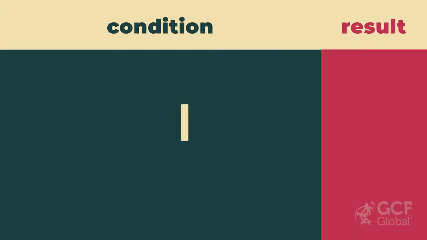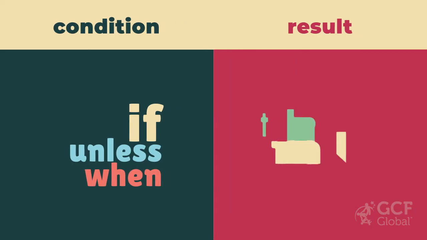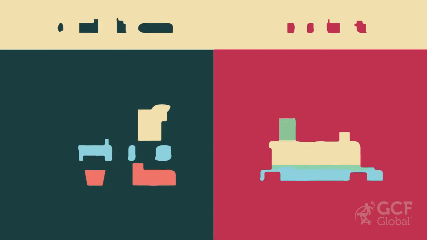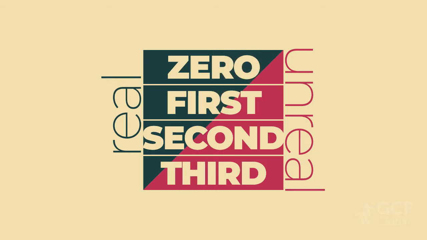The first clause, the conditional clause, starts with if, or a similar word like unless or when, and has the condition. The second clause, the main statement, is the result of the condition. There are 4 types of conditionals. Let's see how they work.